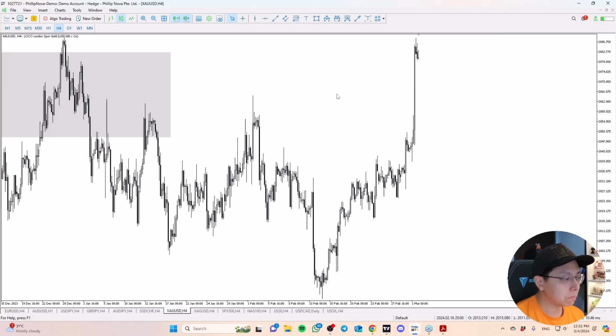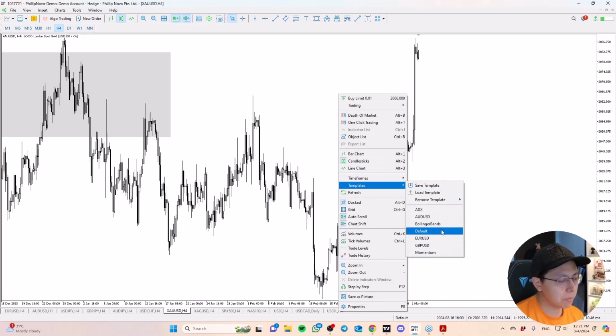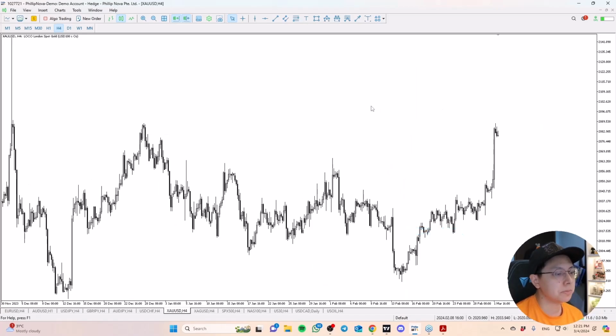Another one, gold, which is one of the very common and popular commodities many traders are interested in. So do we have a clear direction? Now, a lot of traders say, wow, we have a strong momentum to the upside. Obviously, we are buying. But my take on this is we don't have a clear pattern.